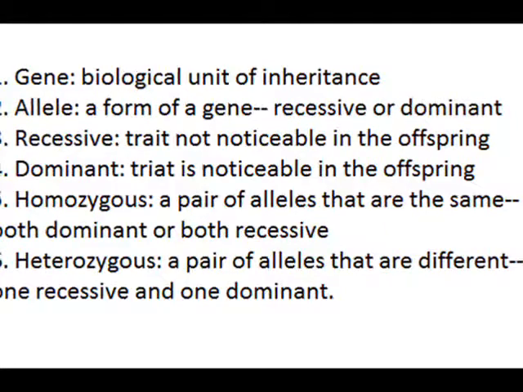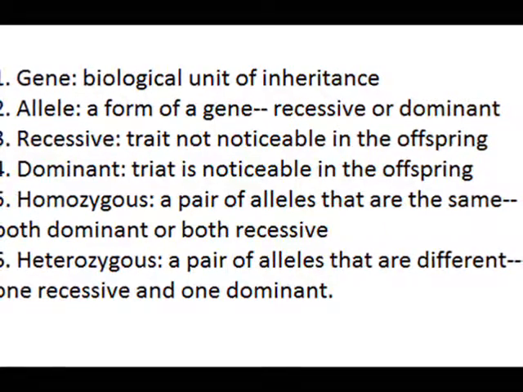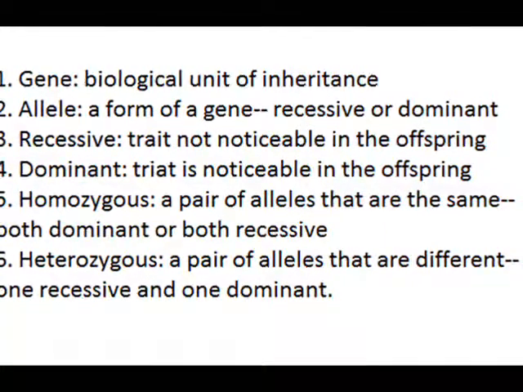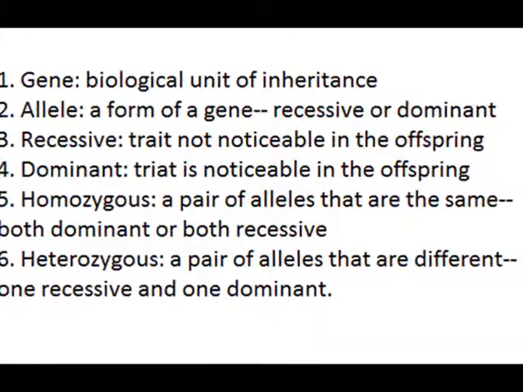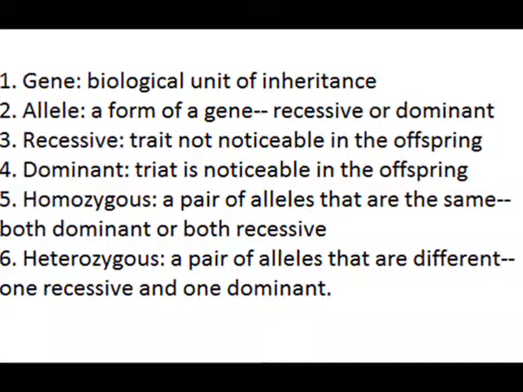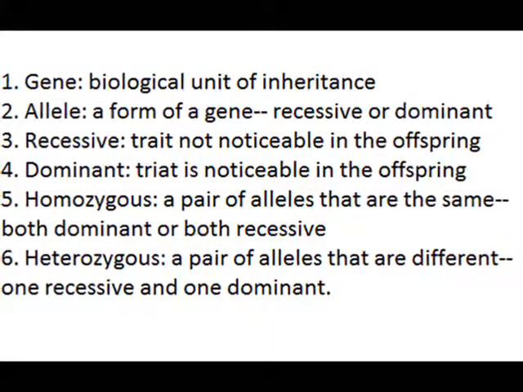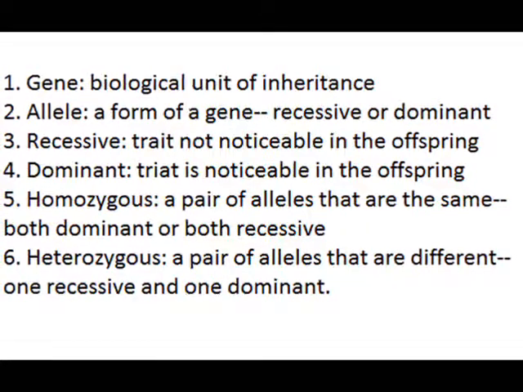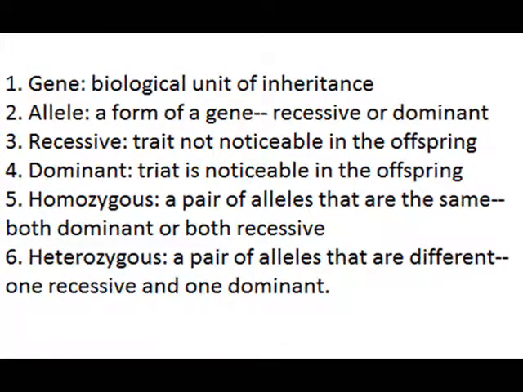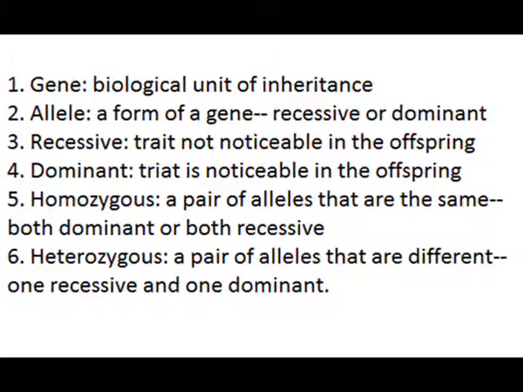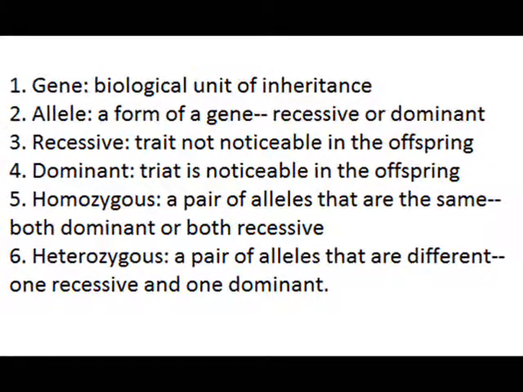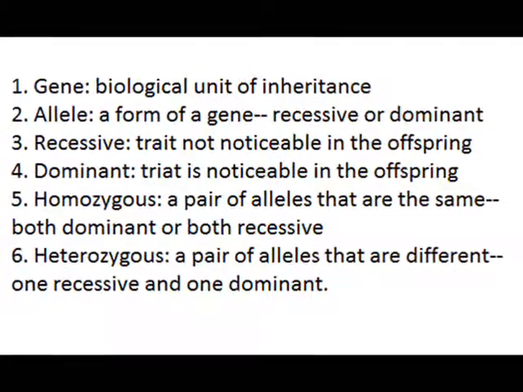Now, I know during that introduction there were some words that I said that might seem foreign to you. Here's a list of vocabulary that is essential for this lesson. First, there's the gene. A gene is the biological unit of inheritance. We all have them. There is an allele, which is a form of a gene. It could be recessive or dominant. A recessive trait is not noticeable in the offspring, while the dominant trait is noticeable in the offspring.